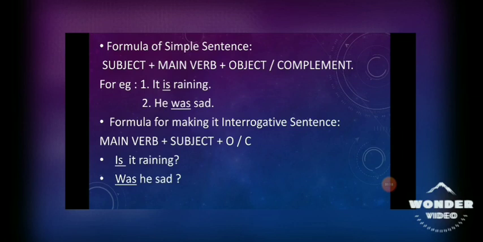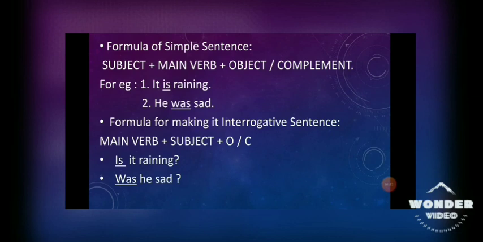Primary verbs, or all the 11 verbs which we were talking about, am, is, are, was, were, do, did, does, has, have, all these, if they are in the sentence alone, they play the role of the main verb. Okay. So here the main verb is is. So subject it, main verb is, raining is object or complement, the rest part of the sentence. Second one, he was sad. This is also a simple sentence. He is subject, was is verb, sad is the rest part of the sentence.